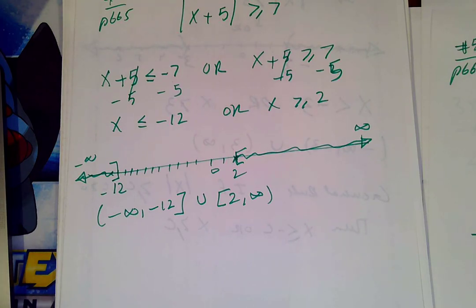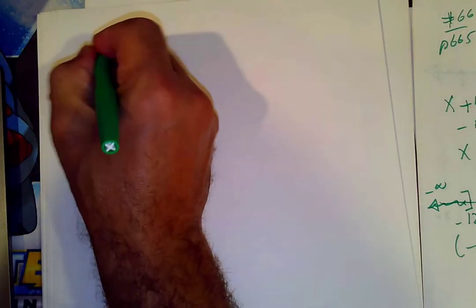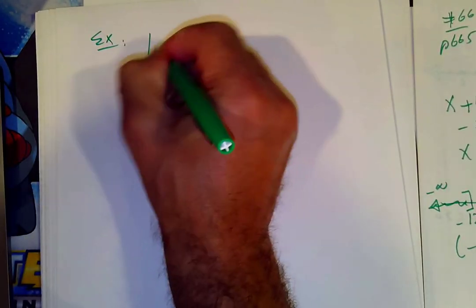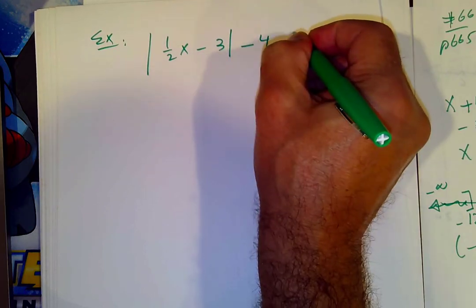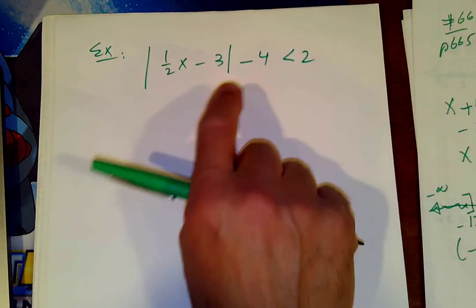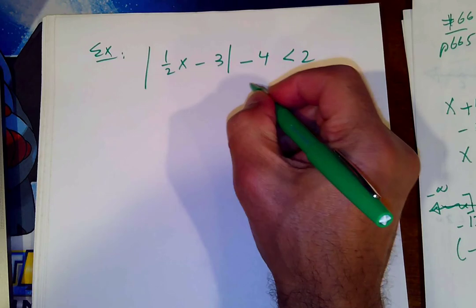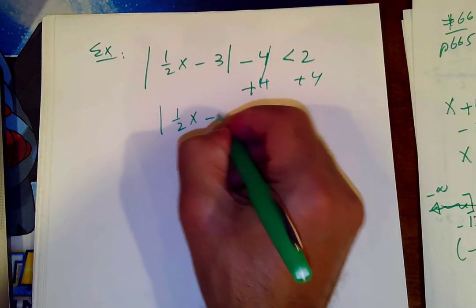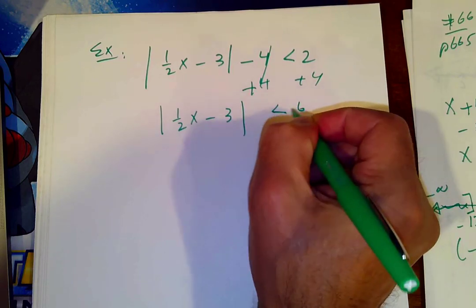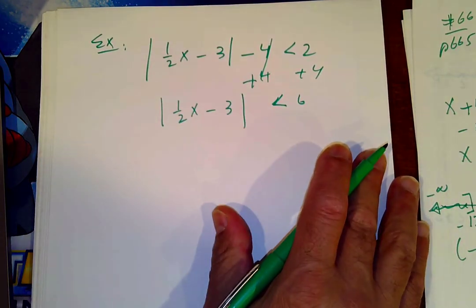Now I want to do another example, which is not from the book. Absolute value of 1/2 x minus 3 minus 4 is less than 2. So since we have a minus 4 next to the absolute value, we gotta add that to isolate it. Is less than 6. Absolute value and less than.